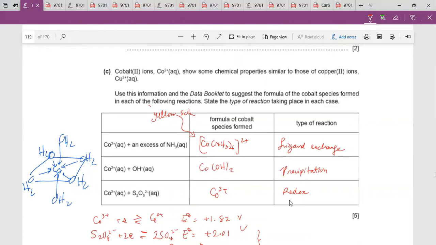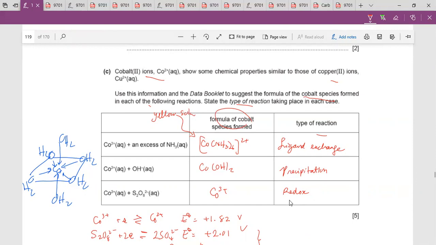So cobalt 2+ ions show properties similar to copper 2+ ions. Similar means about the same. Information from the data book suggests the formula of the cobalt species formed. They want the cobalt species formed, nothing else. And the type of reactions that take place. Cobalt species, type of reaction.